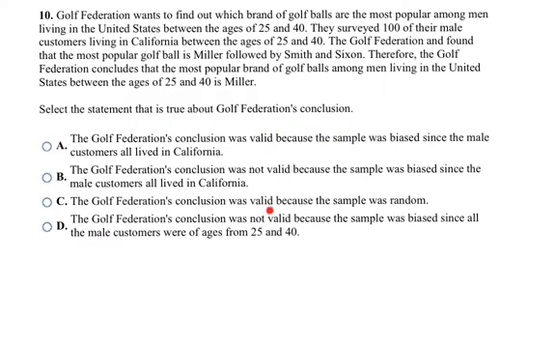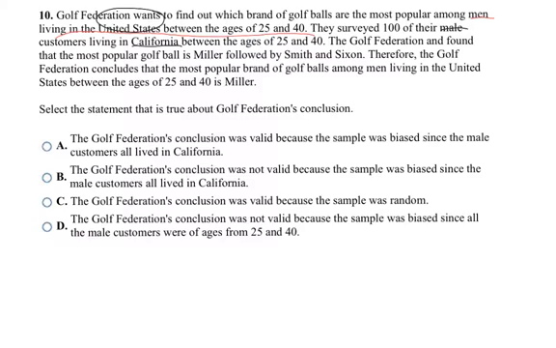So once again, we're looking to see if it was valid or not valid, and whether or not that sample was biased or random in these answers. So they're wanting to look at men living in the entire United States between ages of 25 and 40. That's their population. However, they just surveyed males living in California. So they left out all the other 49 states, even though they said they wanted to look at the entire United States. So since the sample was not random, the results aren't going to be valid.